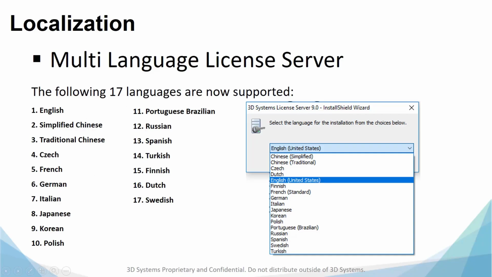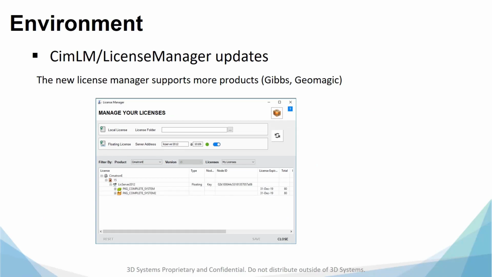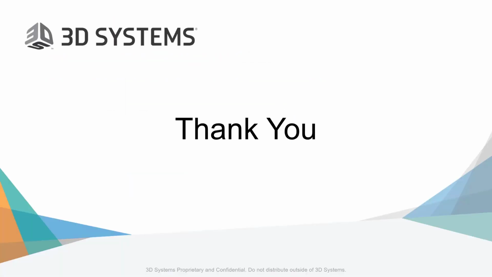This is the list. In the environment, we have some updates to the license manager. The new license manager supports more products. It supports Gibbs and GeoMagic. So one license server supports multiple products. Okay. We also, if you see, changed the look of the license manager.